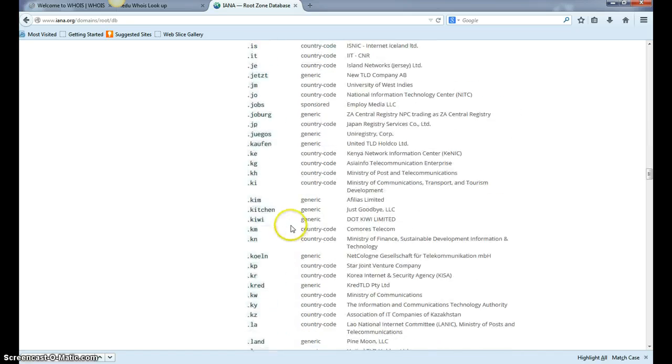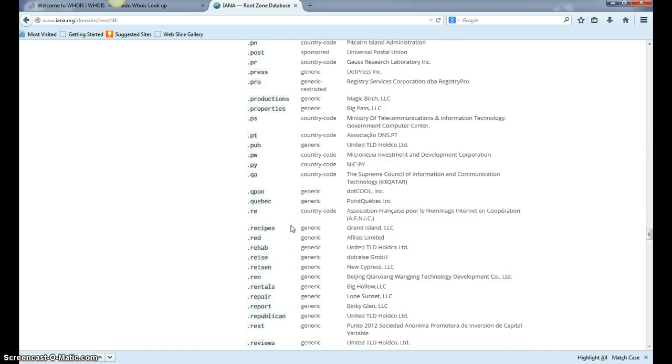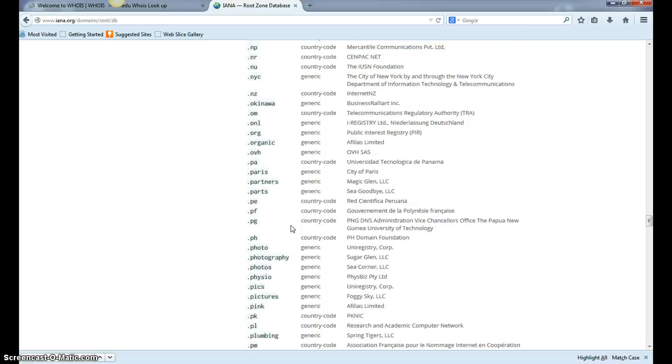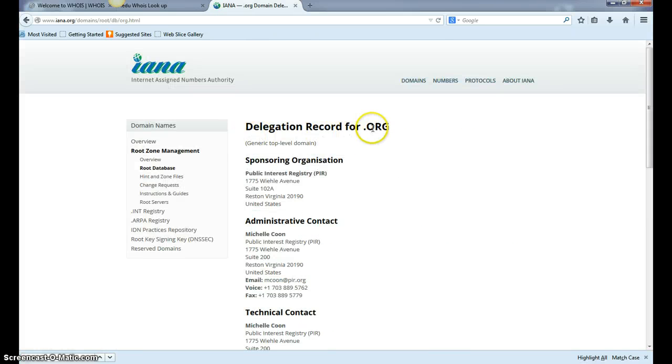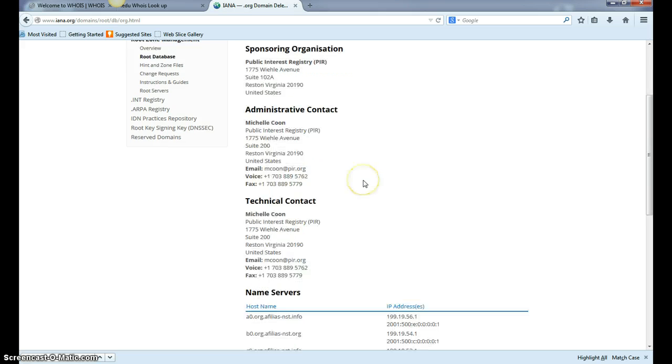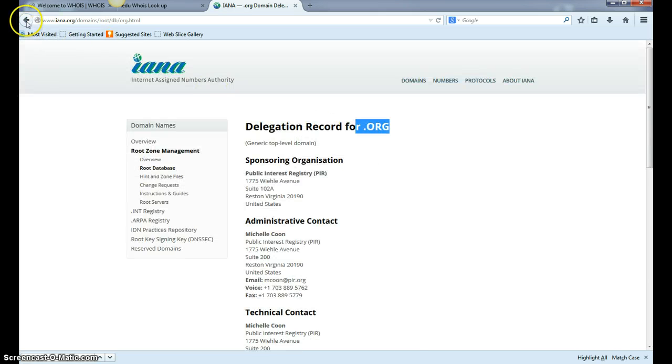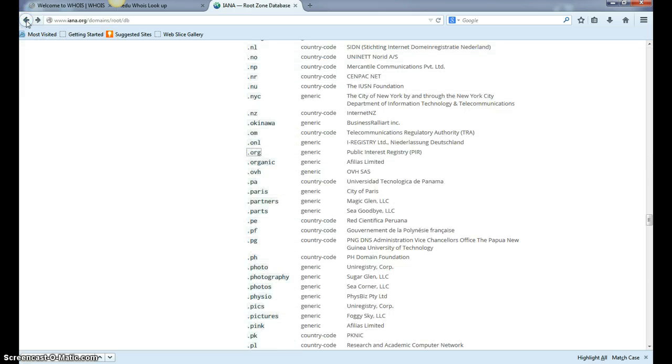.org is another one. Now, many people think, and as it was started, it was an organization, so we think that it should be an organization that has a .org. But we see the .org also is generic, and the sponsoring organization is a public interest registry. Now, anybody can have a .org, therefore we're going to treat it similarly as we do the .com.